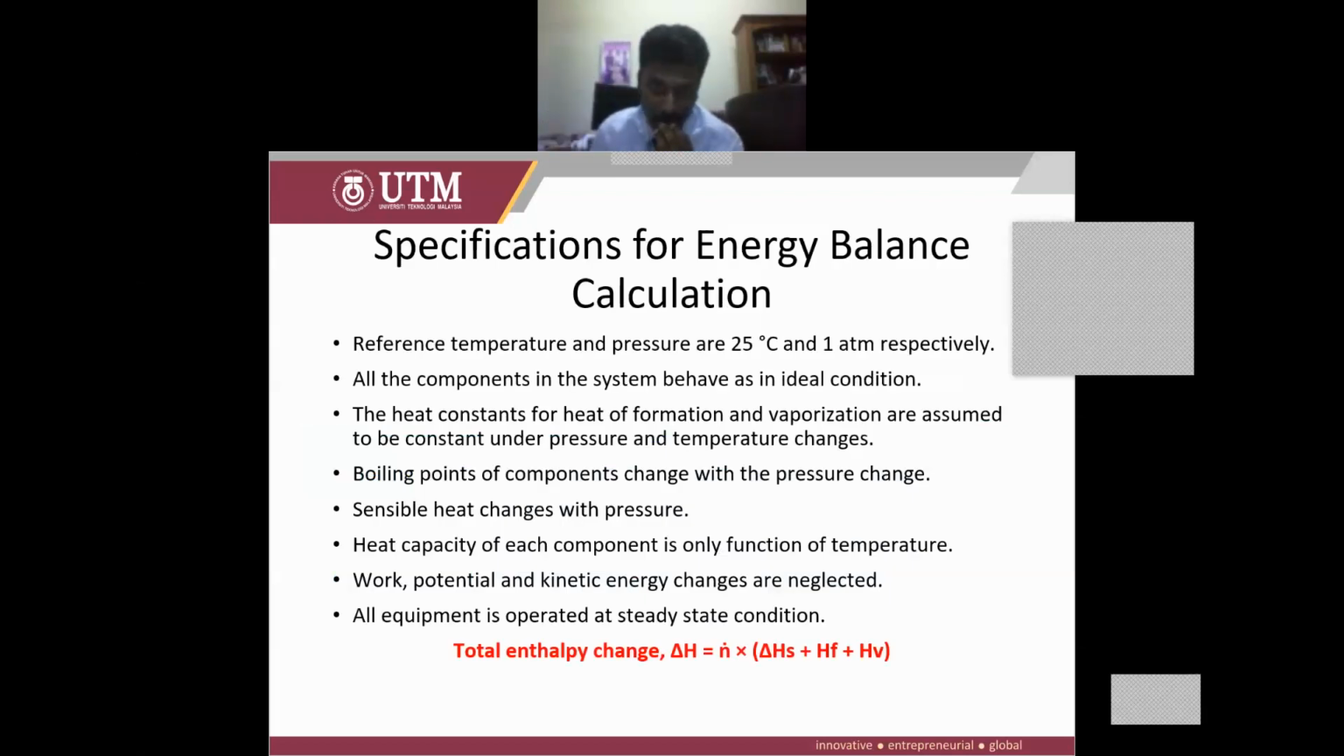These are the specifications used for the energy balance calculation. Basically, we are using 25 degrees Celsius and 1 atm as our reference state, and the equation highlighted in red we use to calculate enthalpy for each stream.